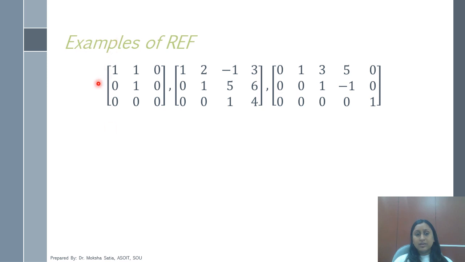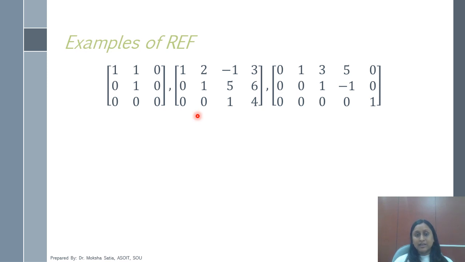So, from here you can see, this is the non-zero row. In the first row, the first non-zero element is 1. In the same way, the second row is a non-zero row and the first non-zero number is 1. And the last one, as I told you, is a 0.